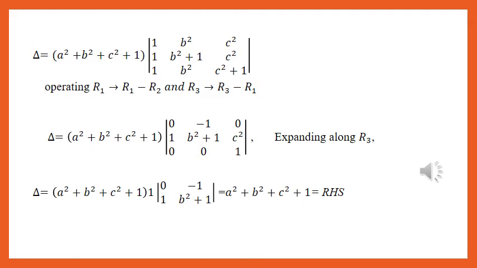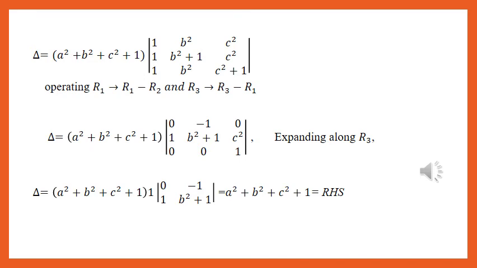So you may have R1 change to R1 minus R2 and R2 change to R2 minus R3 or R3 change to R3 minus R1. Here it is done by R3 minus R1. You may have R2 minus R3 also. So when we do this operation, we see that R3 has two zeros. So you just expand along R3.